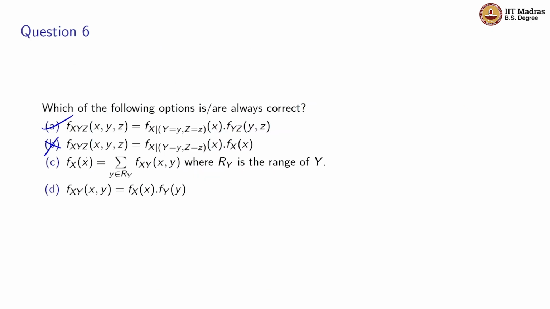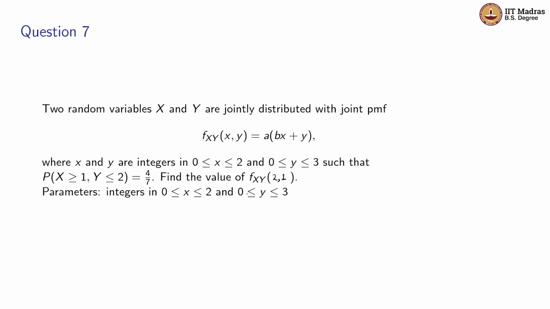And C is correct because for finding the marginal, let's say for finding the marginal X is equal to some small x, we will sum the probabilities of all possible XY pairs where X is equal to some small x is fixed and Y takes different values. So option C is correct. And option D is not correct because the joint being equal to the product of marginals is only true when the random variables are independent. So option D is incorrect. Now let us start with question number 7.